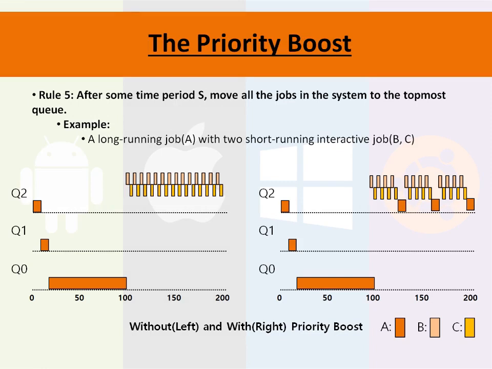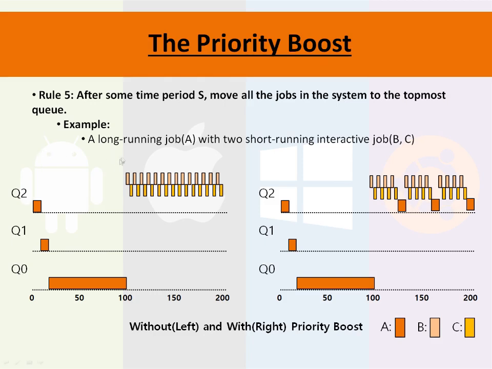Okay, so how do we rectify some of these problems? And that is through a priority boost. So rule 5. After some time period S, we move all the jobs in the system to the topmost queue. So this will account for either starvation as well as that third case where processes' behavior can change over time.